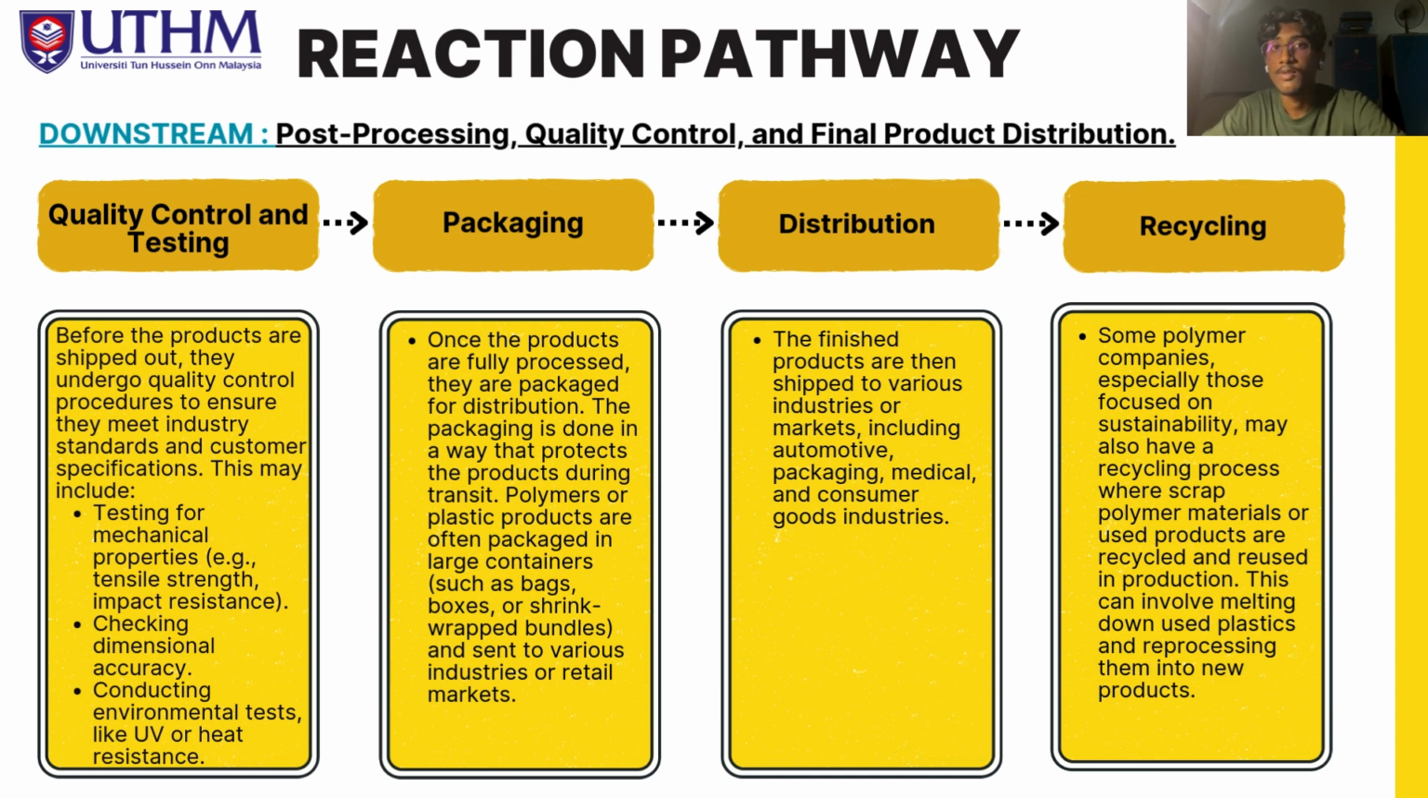Alright, this can involve melting down used plastics and reprocessing them into new products. So by this we are reusing the old products to make new products. And as I said earlier, we can reduce wastage that can greatly affect our environment. So by doing these types of activities, the Heath Plus company not only satisfies the customers' wants and needs, they also save the environment by recycling and doing as much as they can to avoid further destruction to the environment.